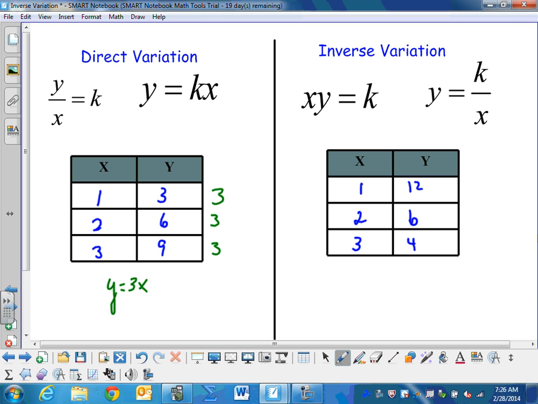In an inverse variation, x times y equals k. So if I went to look to see if this was first a direct, I could go 12 divided by 1 is 12, 6 divided by 2 is 3. It's not direct, but if I take 1 times 12 is 12, 2 times 6 is 12, 3 times 4 is 12, then my inverse variation equation would be y equals 12 divided by x.